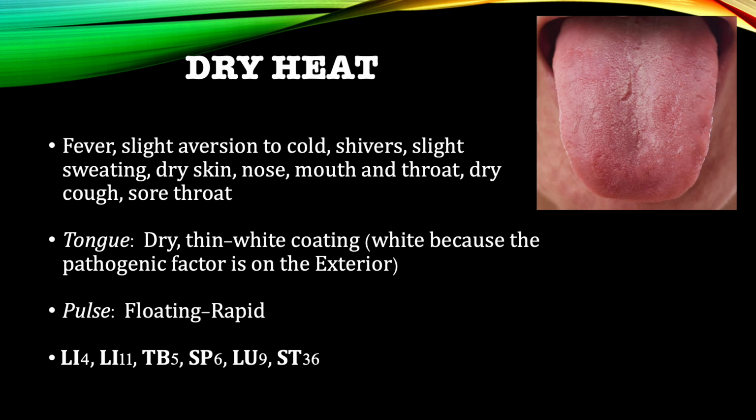Dry heat: fever, slight aversion to cold, shivers, slight sweating, dry skin, nose, mouth, and throat, dry cough, sore throat. Tongue, dry, thin white coating, white because the pathogenic factor is on the exterior. Pulse, floating, rapid. Points: Li4, Li11, triple burner 5, spleen 6, lung 9, stomach 36.